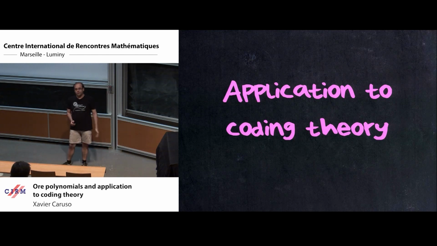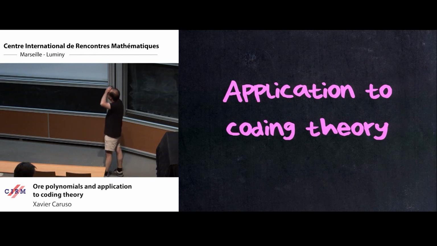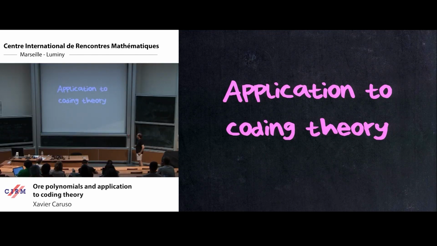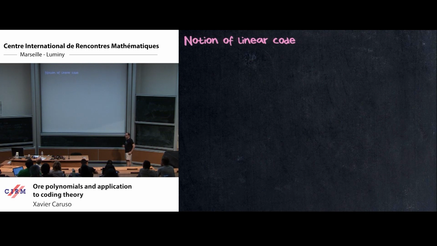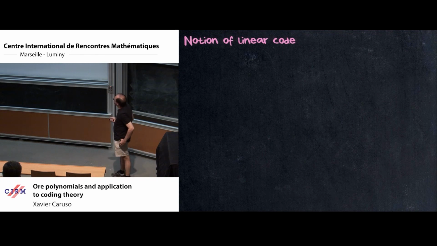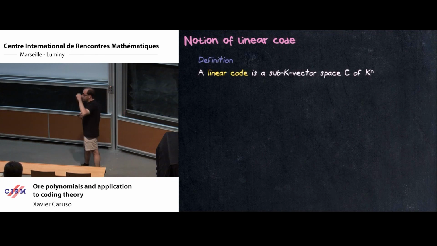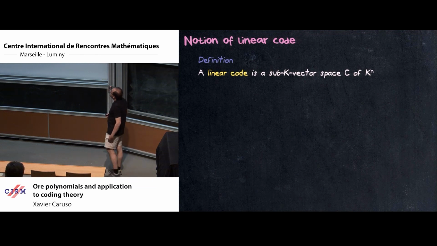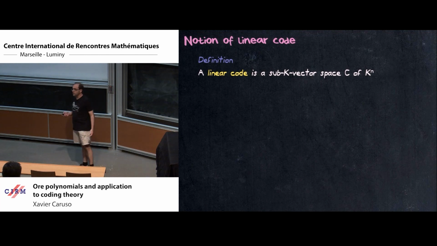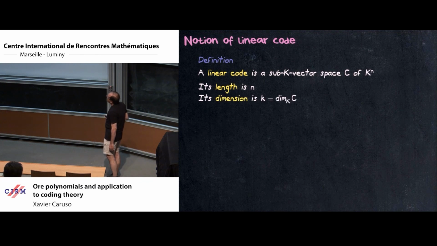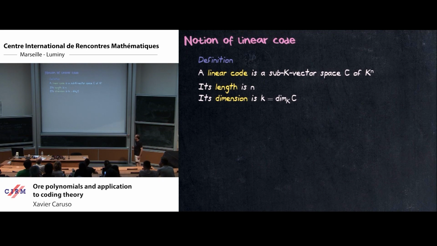What I want to discuss is application to coding theory, because there is some. And so before, I probably need to recall some basics of coding theory, although probably you all know what will be on this slide. Anyway, first of all, the definition of a linear code. So K is still a field, given as before. A linear code is a K-linear subspace of K^n for some integer n. This integer n is called the length of the code. The dimension of the vector space is called the dimension of the code, without any surprise.